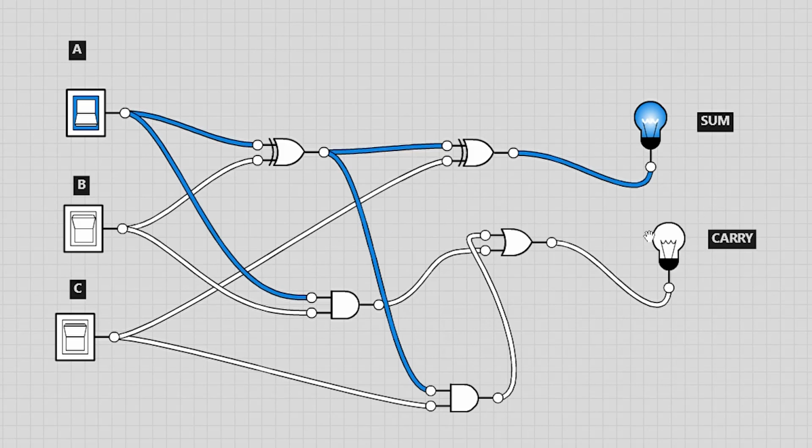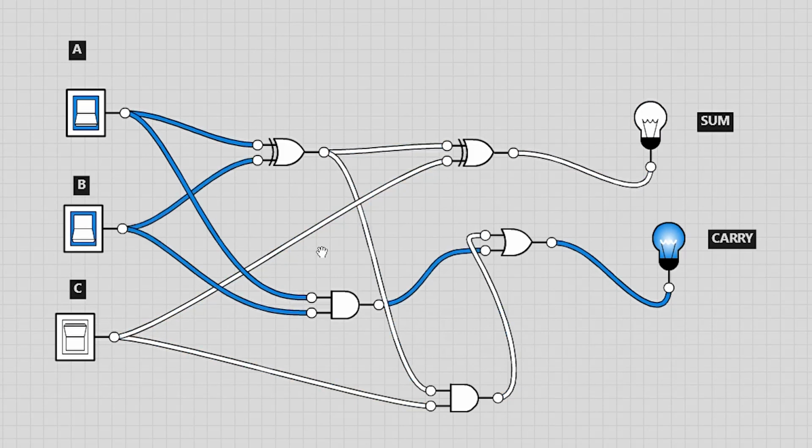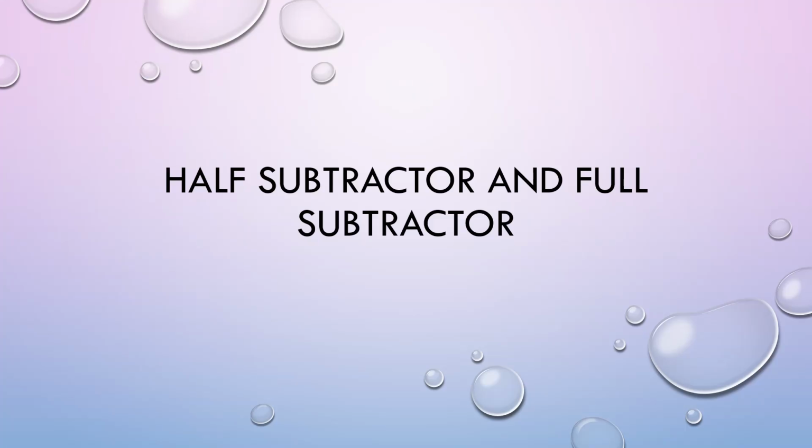When A and C are 1, the carry will be 1, the sum will be 0. When both A and B are 1, the carry will be 1, the sum will be 0. When all A, B, C are 1, the carry will be 1 and the sum will be 1. Previously we saw the simulation of full-adder and half-adder. Now let's move on to half-subtractor and full-subtractor.